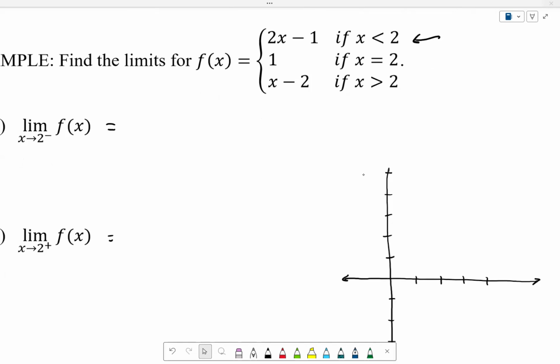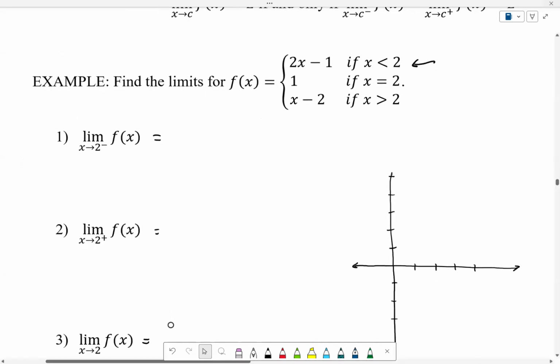Okay, so we're not going to plug in 1.999. We're going to know that visually speaking, we're approaching a shape called a hole, but it's approaching that hole. And if we plug in, we get 4 minus 1, 3.